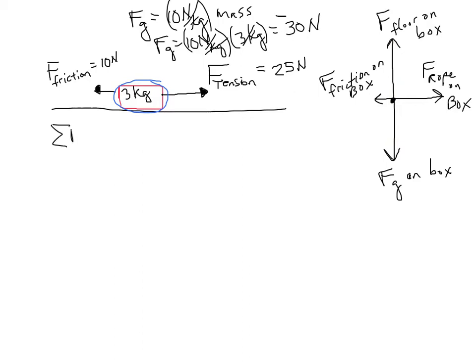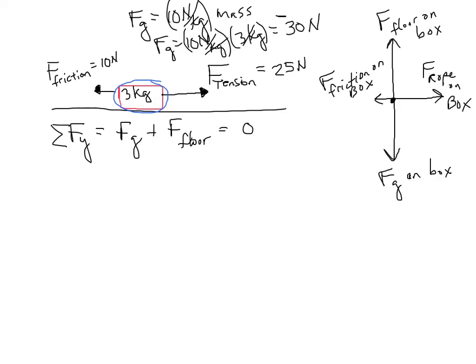So sum of the forces in the y direction equals the gravity force, which again, we just found that gravity force is negative 30 newtons. So negative, hold on, I'm getting ahead of myself. Let me actually write the symbols out here. So force of gravity plus force of floor, and that's all going to equal 0.